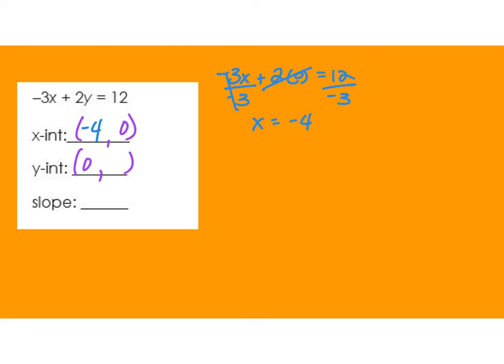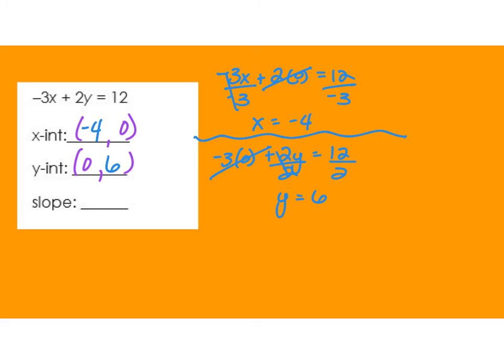I can also find my y-intercept. So let's go ahead and do that one. My y-intercept is where x is 0. So I have -3 times 0 plus 2y equals 12. So then that has no value. I divide by 2. Y equals 6. So then 6 would be our y-intercept. So far, so good?